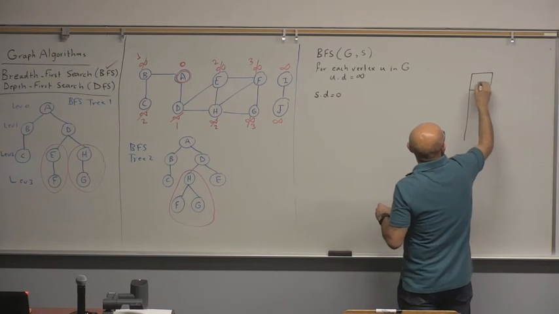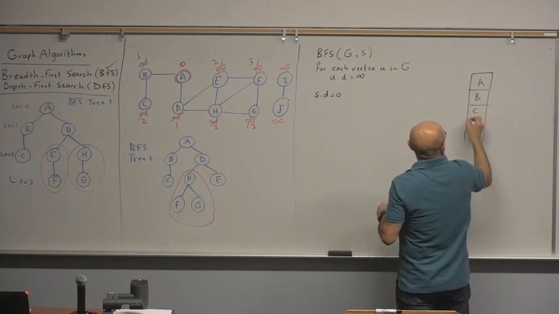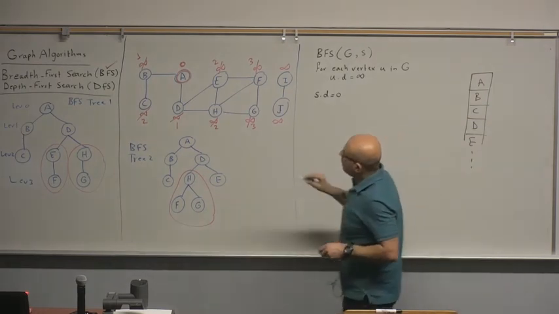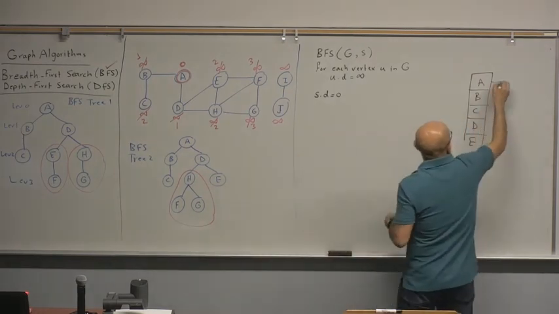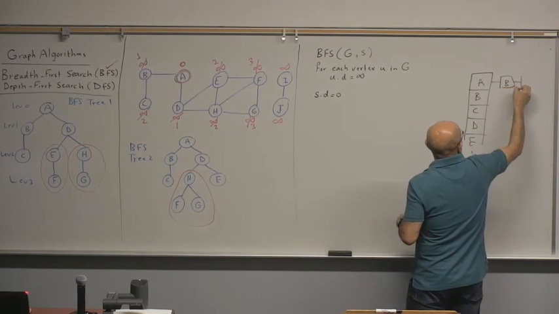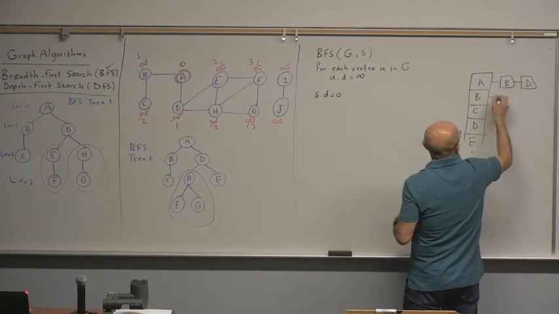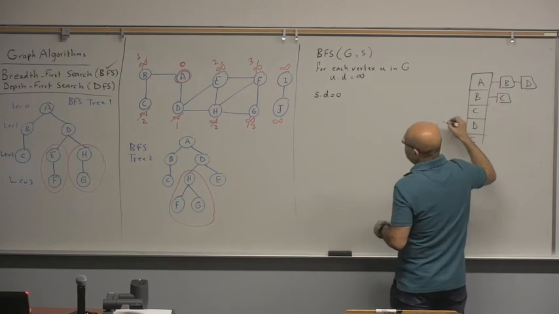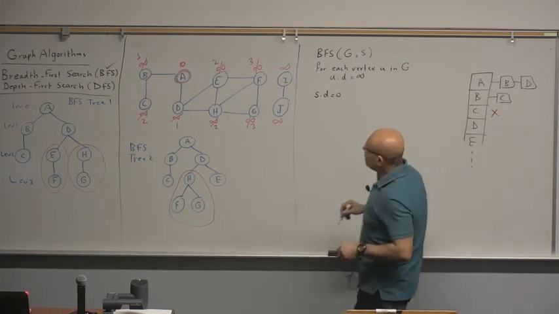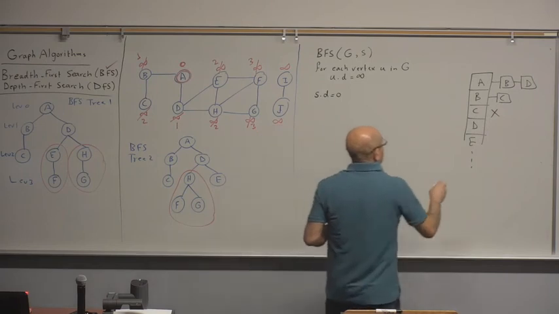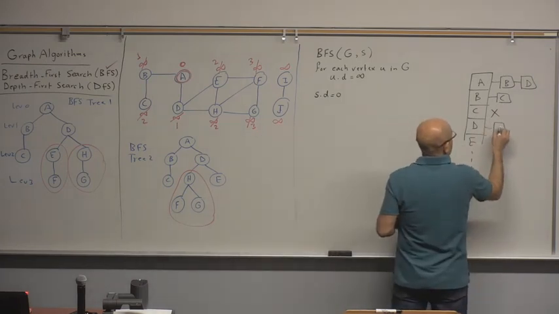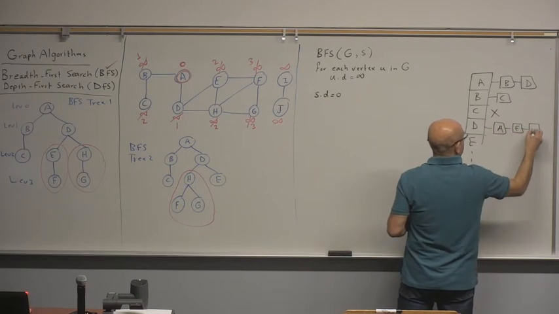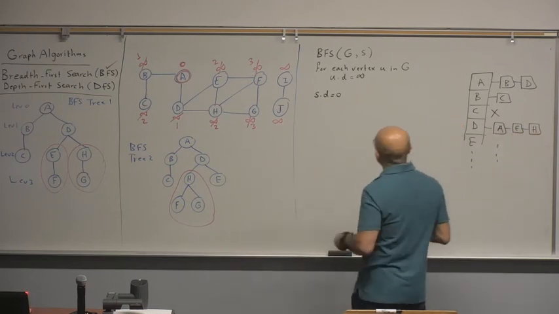but we'll have A, B, C, D, E, etc. For A, we have B and D. For B, we have C. For C, we have nothing. For D, we have A, E, and H, and so forth.